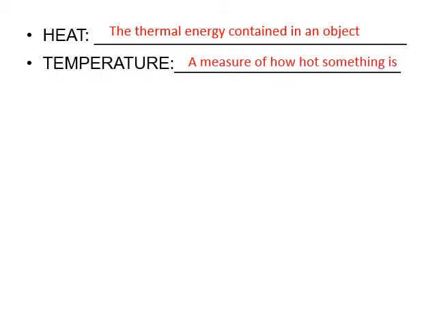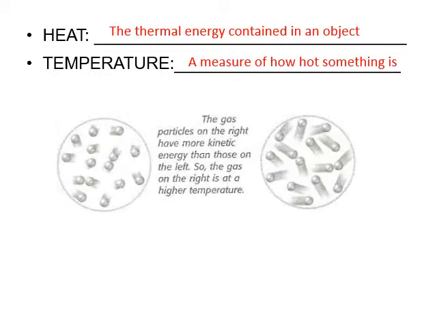So heat is the thermal energy contained in an object, whereas temperature is the measure of how hot something is. So the gas particles on the right of this diagram have more kinetic energy than those on the left. So that would mean that the gas on the right has a higher temperature because it's going to have more kinetic energy. Whereas heat is the thermal energy contained in an object, not the kinetic energy.